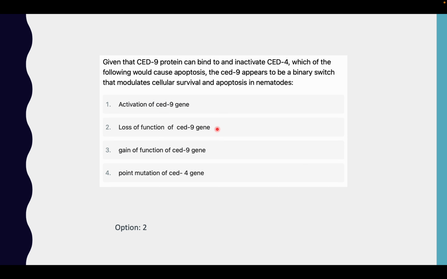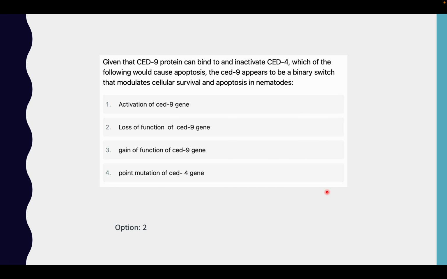CED9 क्या करता है? एपोप्टोसिस को इनहिबिट करता है. ओके, तो CED9 नहीं होगा तो एपोप्टोसिस होगा. So it is saying which of the following would cause apoptosis. So loss of function of the CED9 gene. Okay, clear? Yes, ma'am. Okay.